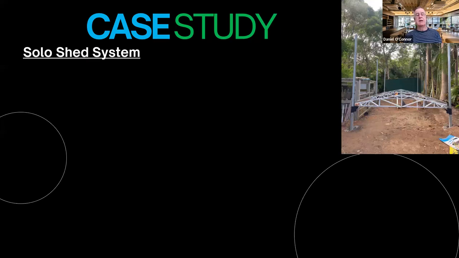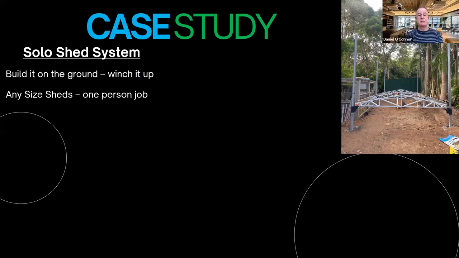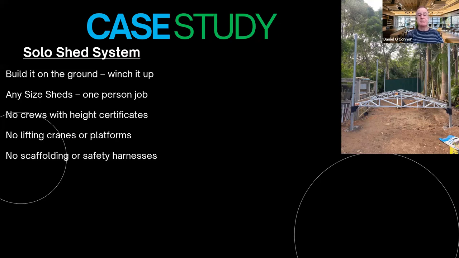Any of these local sheds in suburbs are not applicable for this because they usually don't even have frames. Okay, the whole idea, the concept is to build it on the ground and winch it up. Any size sheds, one person job. No crews with height certificates are required for this. They don't need lifting cranes or scissor lifts, platforms of any sort. There's no scaffolding, no safety harnesses, no certificates. Concrete flooring isn't essential to do beforehand.